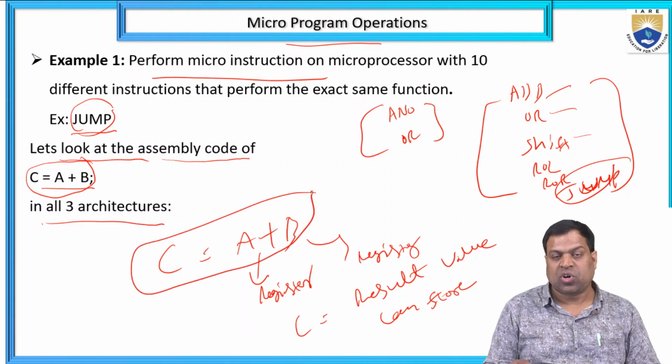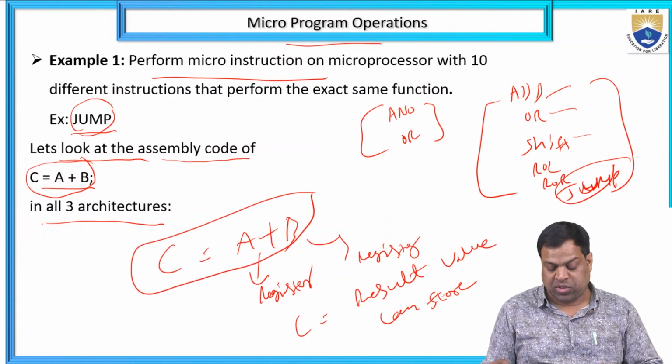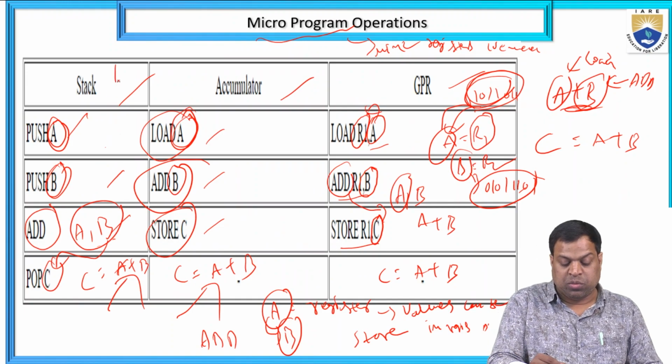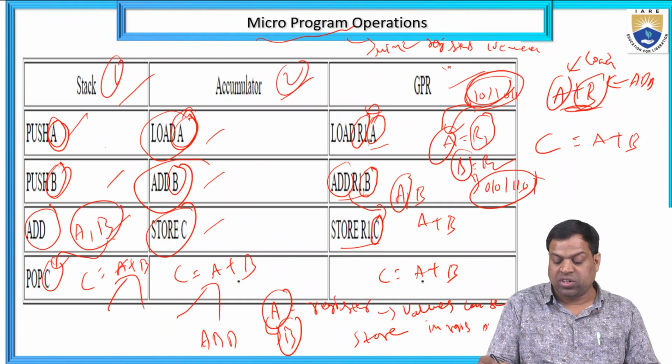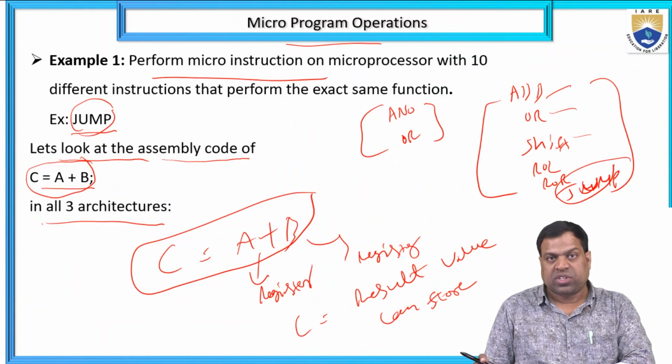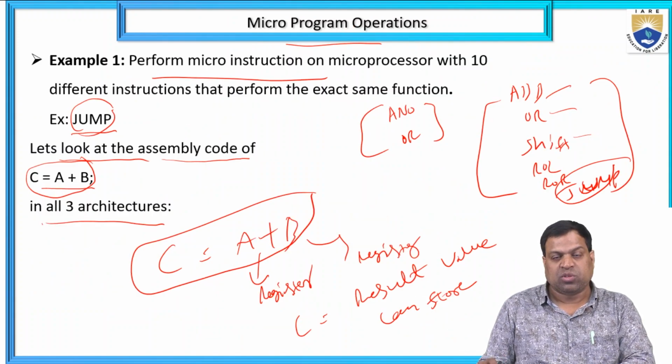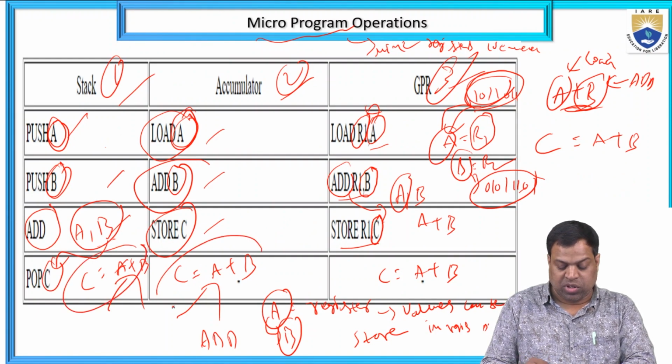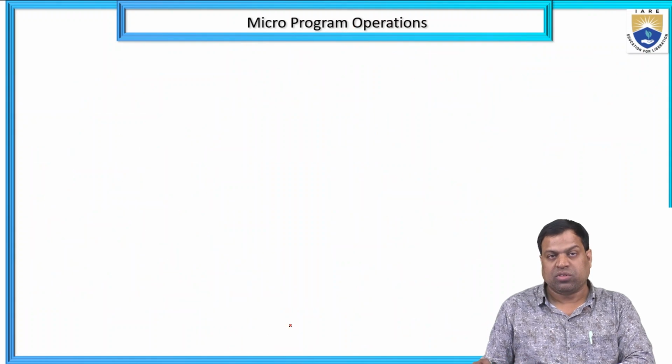I need this operation in three different performances. The first method is stack, the second is accumulator, and the third is GPR. So I am taking three methods as examples for the same operation. What is the assembly code of the operation? C equals A plus B. So C equals A plus B is performed here, here also, and here also.